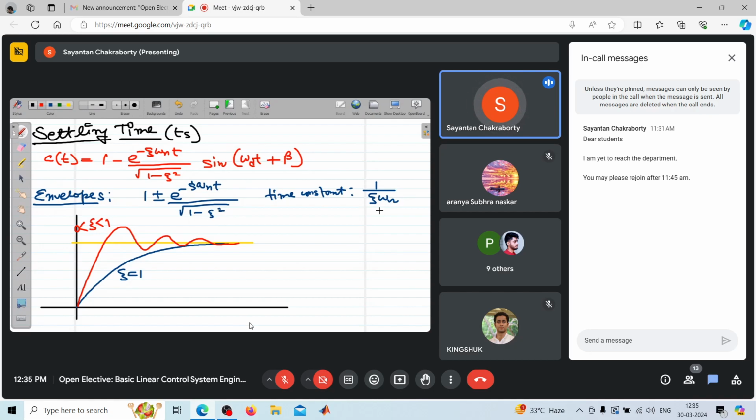Now the notion is this: whenever I ask which response will be the fastest to reach the steady state, the counter question that should come is whether any overshoot is allowable or not.